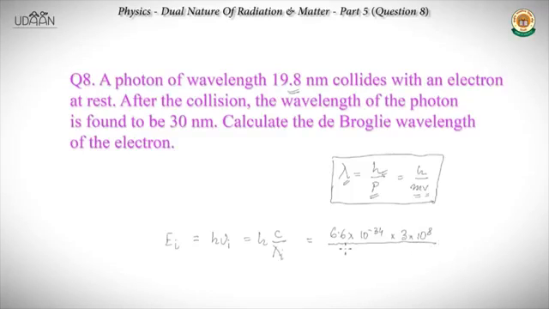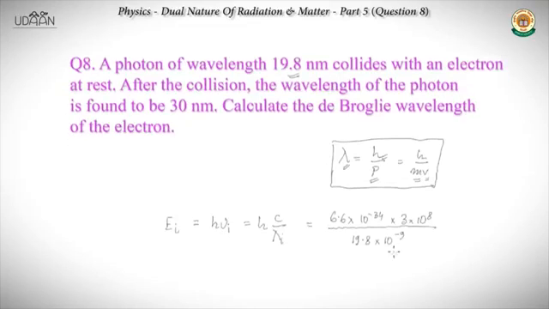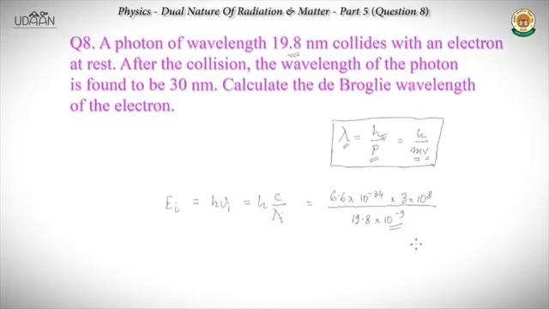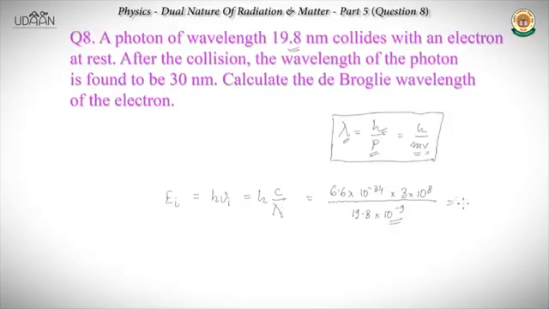Then lambda_I is given as 19.8, which is in nanometers, so multiply with 10 to the power minus 9. I would like to remind you again, do not forget to put this 10 to the power minus 9, otherwise your whole problem would go in vain. So we come to the initial energy, that is 10 into 10 raised to the power minus 18 joules. This is the initial energy of the photon.